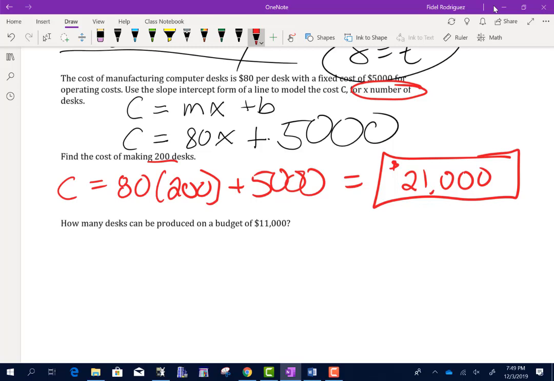Now, we got a part C to this, guys, a third part. How many desks can be produced on a budget of $11,000? Okay, so let's see if we can figure this out. C equals 80x plus 5,000. Okay, how much money do we have to spend right now? 11,000.